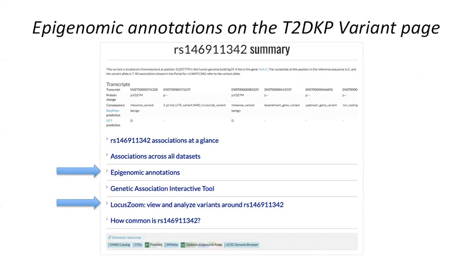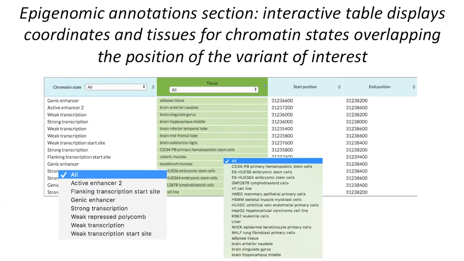So the variant page is one place you can access these annotations. And on the variant page, there are 2 places where you can see them. There's a section called Epigenomic Annotations, and then they're also displayed in LocusZoom. So in the Epigenomic Annotation section, there are basically 3 different displays that I'll walk you through.